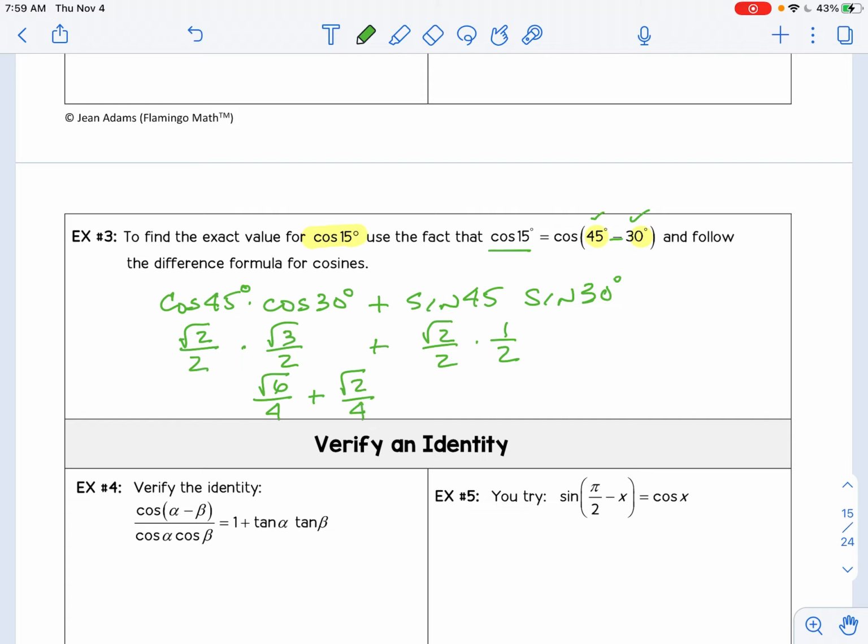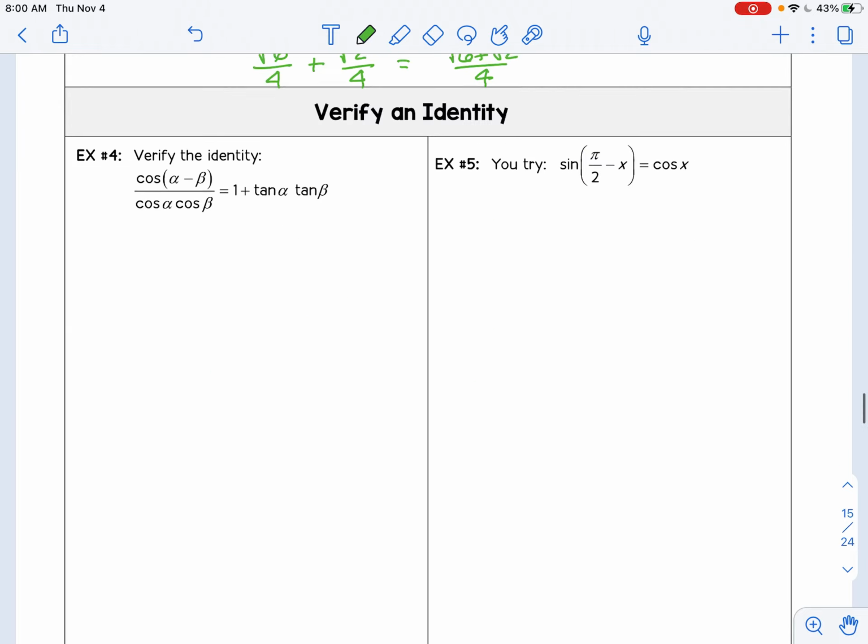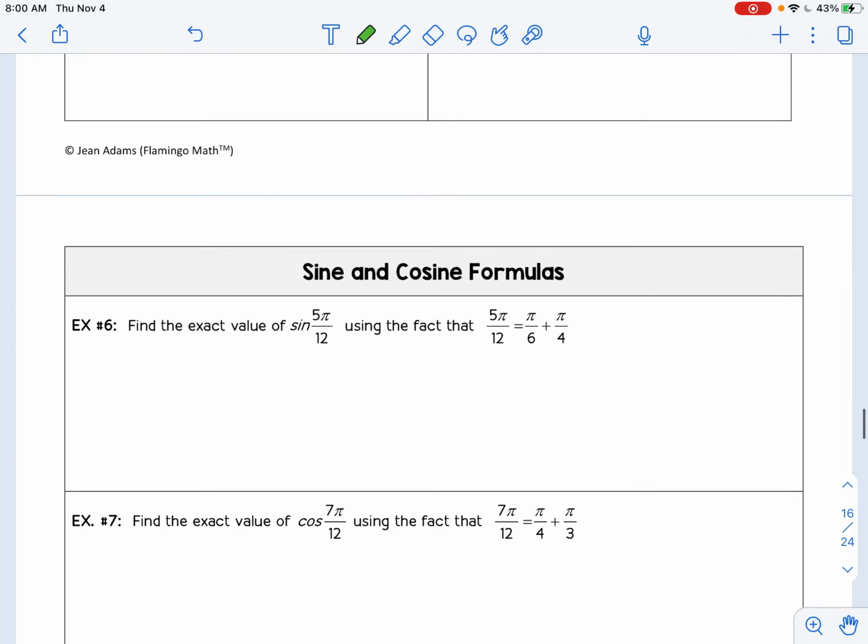So then there's a couple of different ways to put this together. You could leave it like that, or, because I have a common denominator, we could write it like this. Either one. But what that does is give me the exact answer to an angle that's not common by subtracting or adding common numbers. So that's what I'm going to leave that one with.